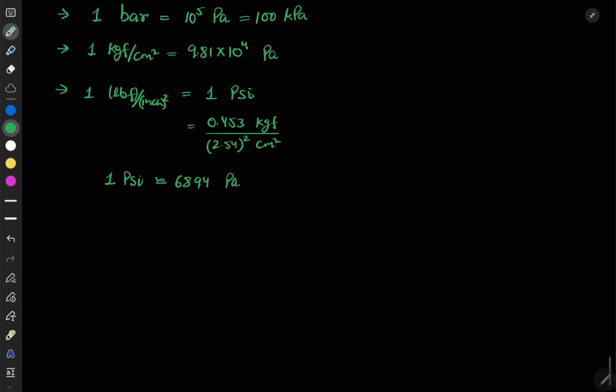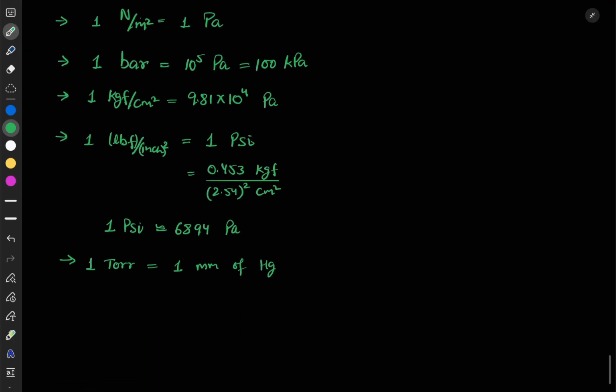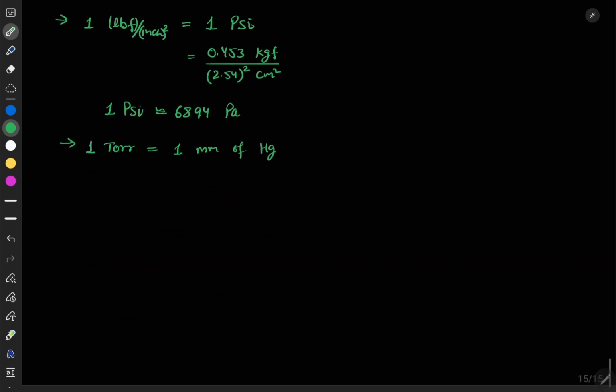Now there is also 1 torr. 1 torr is equal to 1 mm of Hg, mercury; using a mercury manometer we can measure it. Now there are different types of pressures, like atmospheric pressure, gauge pressure, absolute pressure, or vacuum pressure. The same pressure can be represented in different terms. So we will discuss that now, so let me mention this topic here.